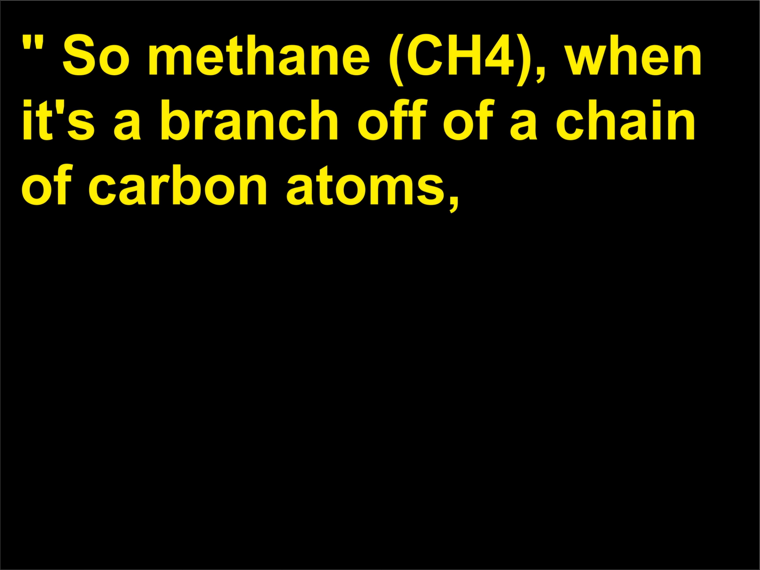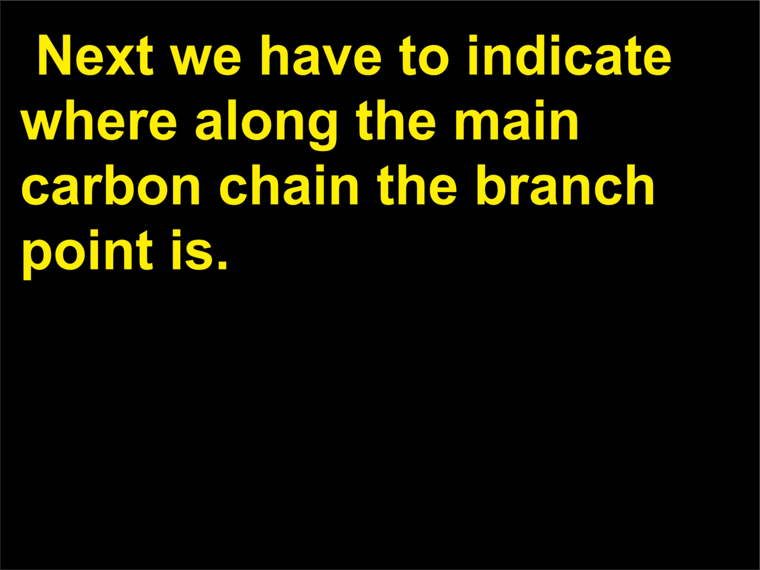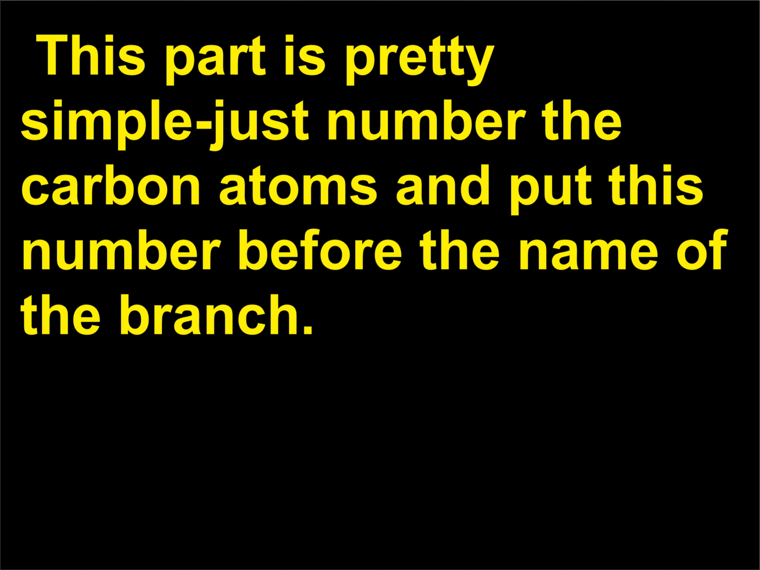So methane, CH4, when it's a branch off of a chain of carbon atoms, becomes methyl, CH3, ethane becomes ethyl, C2H5, and so on. Next we have to indicate where along the main carbon chain the branch point is. This part is pretty simple, just number the carbon atoms and put this number before the name of the branch.